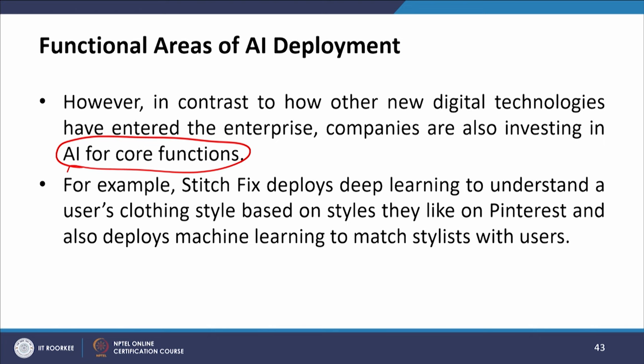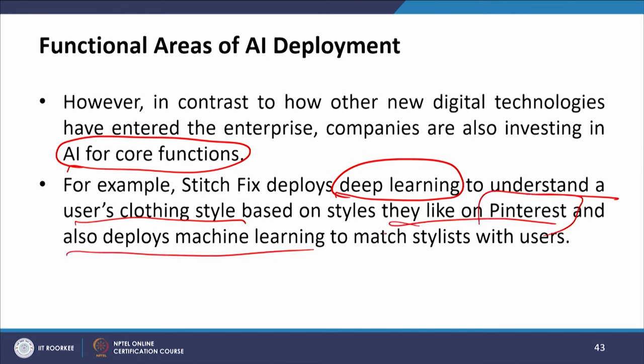For example, Stitch Fix deploys deep learning to understand a user's clothing style. So, this is one type of AI to understand the user's clothing style based on the styles they like on Pinterest, and also deploys machine learning to match stylists with users. So, on the one hand, it is coming up with new styles, and on the other hand, it is also matching stylists with the users.